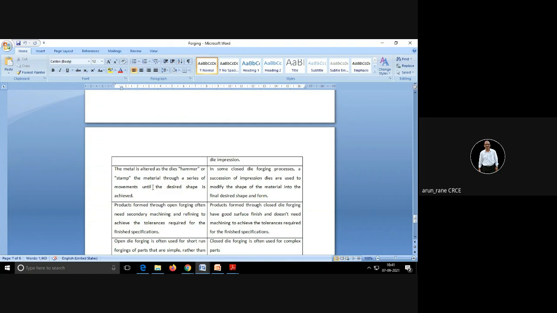So the metal is altered as the dies hammer. You are altering the shape. Remember the example of the hexagon. Remember the example of the chisel that I gave. So that's an example of open die forging.